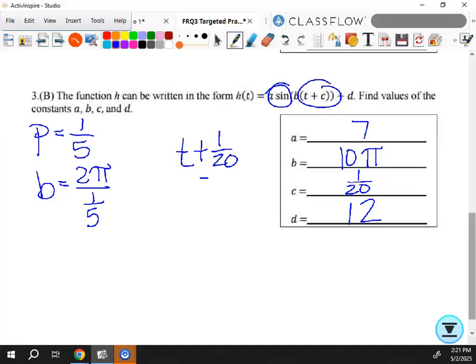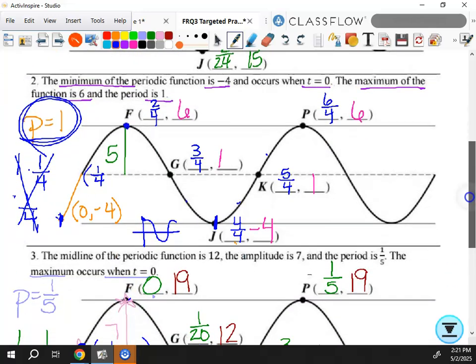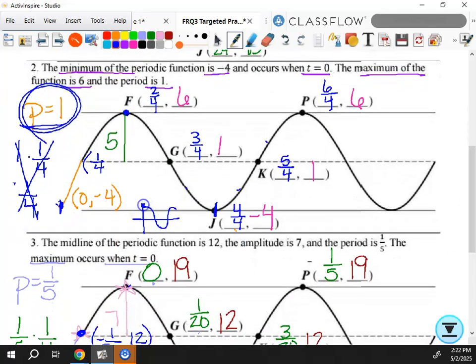Everybody good so far? Questions about that? Do you have a question? Why was C negative on 2? Because we normally start here and we moved to the right. So since we moved to the right, that makes it t minus 1/2. And since we moved to the left here, that's what makes it t plus 1/20. Does that help? Okay, good question. What else we got? Anything?